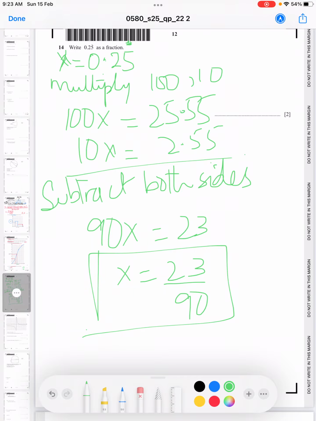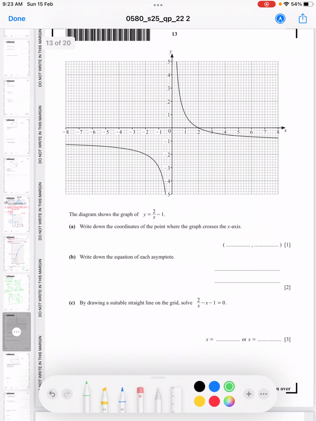Now come to question number 15. The diagram shows the graph. Write the coordinates of the point where the graph crosses the x-axis. So this is our x-axis. We just need to see where our graph is crossing. So this is the point, right? Where our graph is crossing is at x equals 2 and y equals 0.